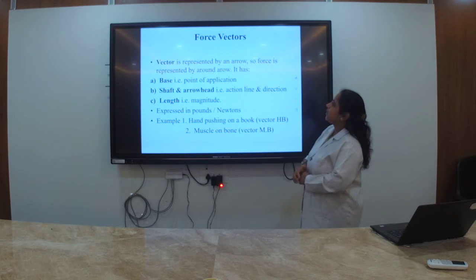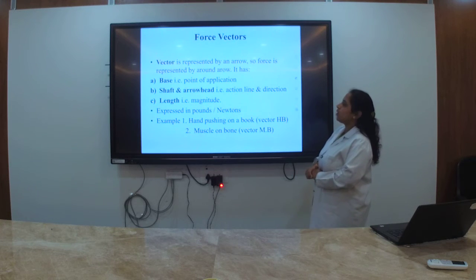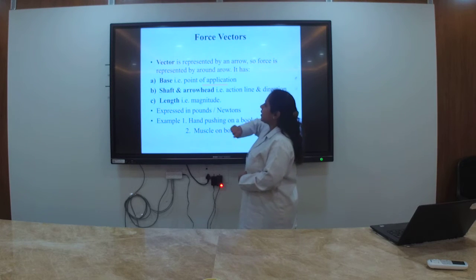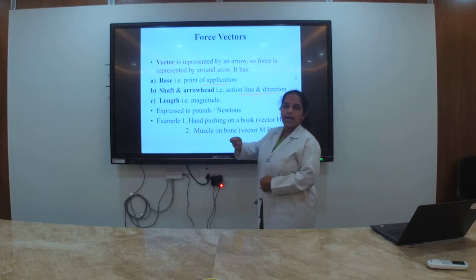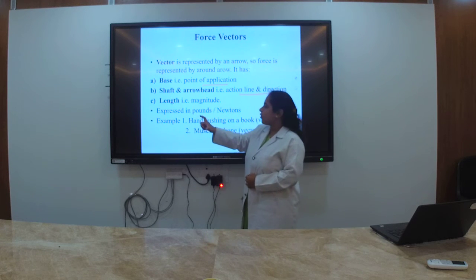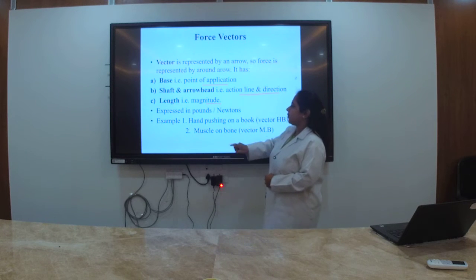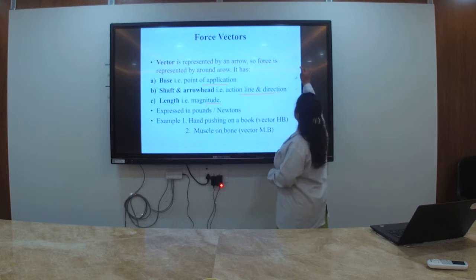Now this vector is represented by an arrow. So the force is represented with a base, that is the point of application, then the shaft and arrow, that is the action line and the direction, and lastly the length of the force, which tells about the magnitude, and it is expressed in either newtons or pounds.